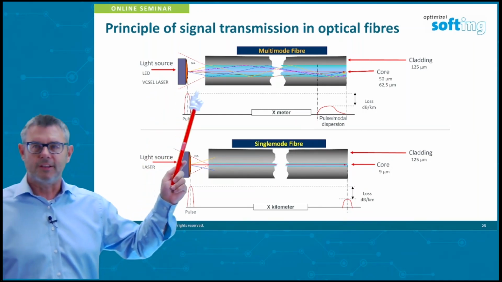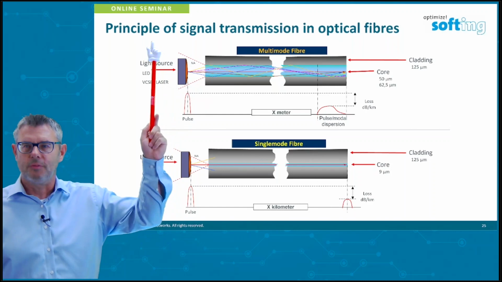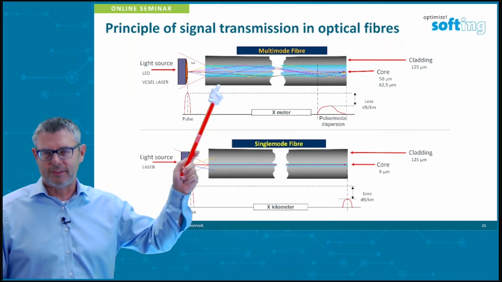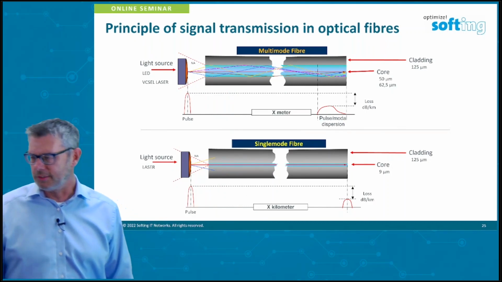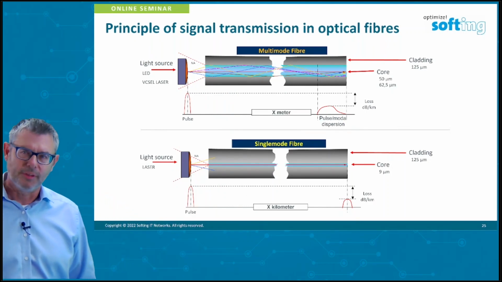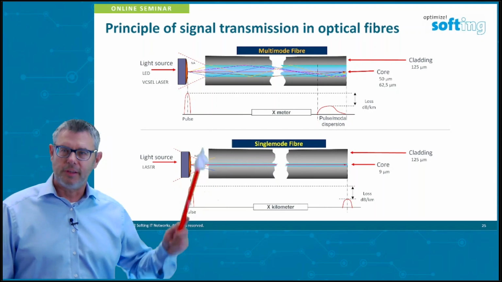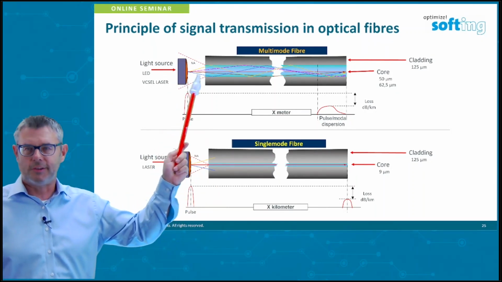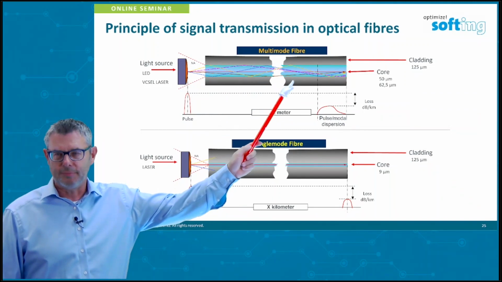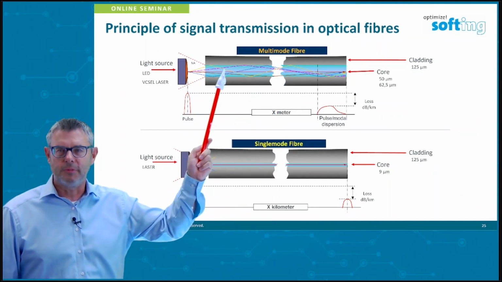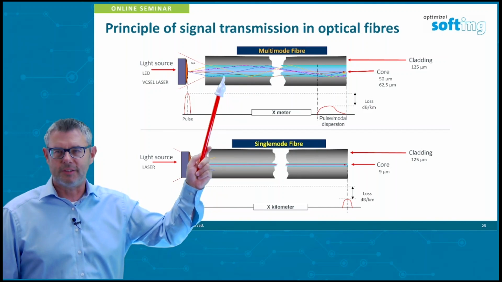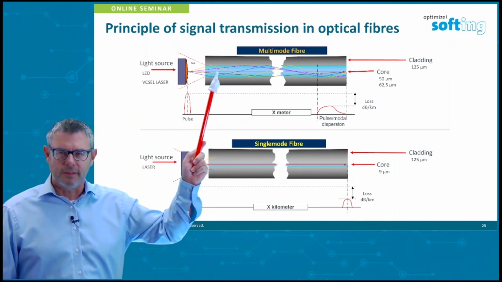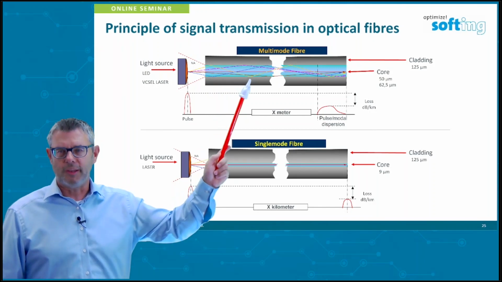You have a certain angle where you can inject the light into the data cable. This is called the numerical aperture. If the light is within this injection angle, the light travels through the core. You see we have different lines here, different parts of the signal called modes, hence multi-mode. These modes are going different ways.